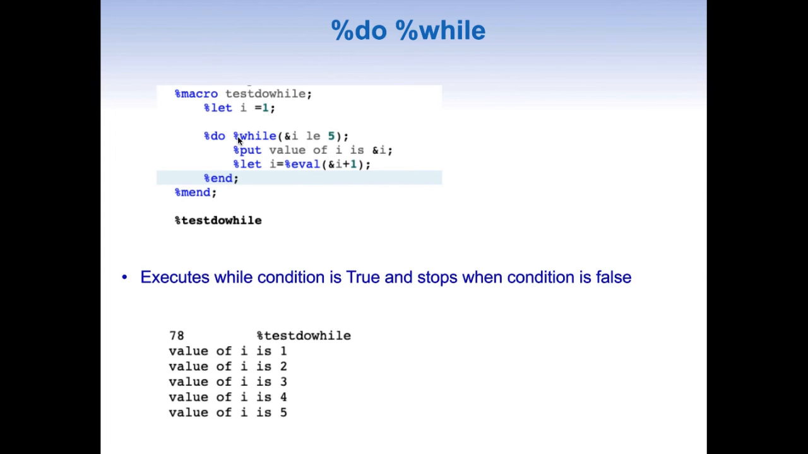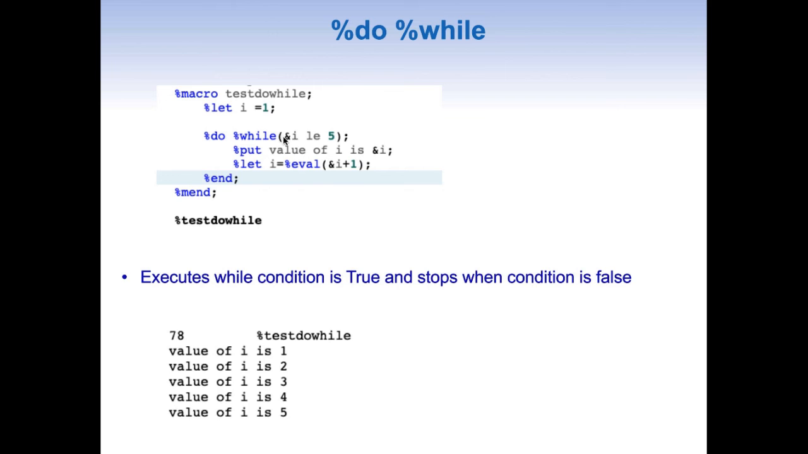Now to understand %do %while, let's look into this macro in here. In this macro, I am defining %let i = 1, which means I am creating a macro variable whose value is 1. Now I am saying %do %while, and in the parenthesis the condition is &i le 5, meaning I want to loop while the condition is true, when my &i is less than or equal to 5.